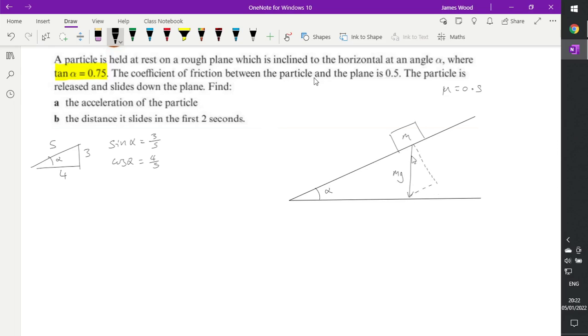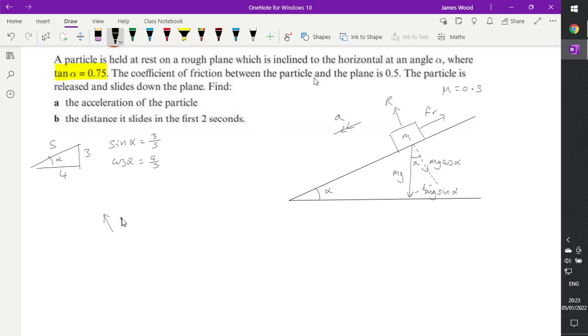Resolve this. This is angle alpha. So we've then got mg cos alpha. And we've got mg sine alpha. We could put the directions on too. We've also got R. And if it's sliding down the slope, which it says that it is, we can label a as being down that way. If it's accelerating down the slope, then that means that friction must be trying to stop it and going that way. Now we can do our resolving.